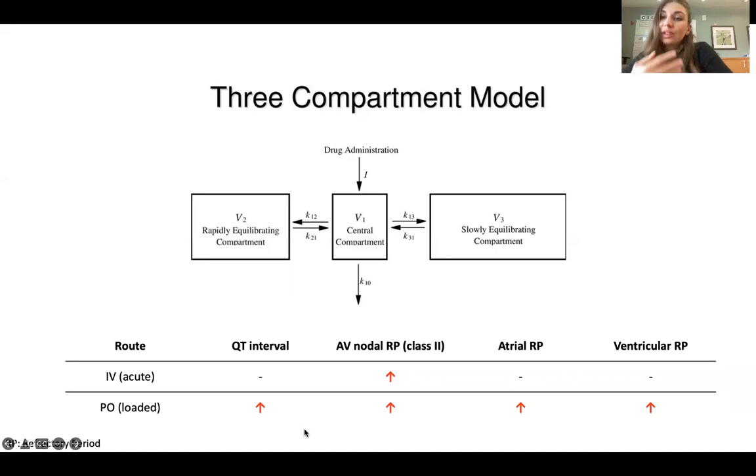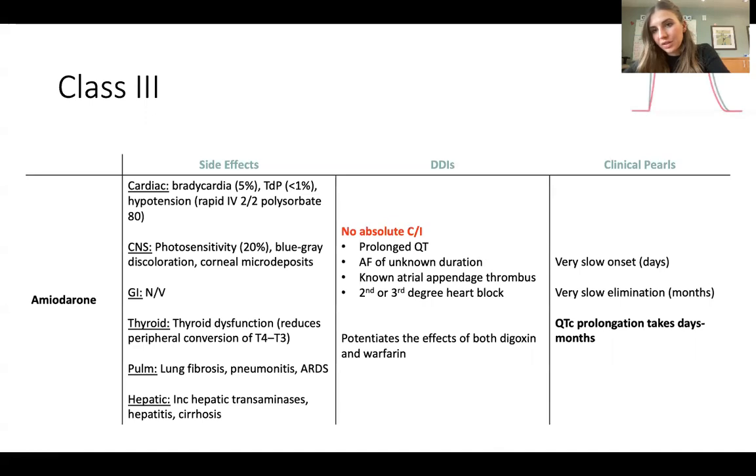However, once you've loaded someone and they're now on a regimen, that's where you start thinking about chronic use of amiodarone and that extension of the QT interval and the repolarization in all your different types of tissues. This kind of constitutes what you get worried about when you use amiodarone. I'm not going to go through all the different toxicities, but the main systems that you should think about are obviously cardiac, neuro, GI, thyroid, pulm, and hepatic. And to give some reassurance about amiodarone, there really are no contraindications for utilizing it.